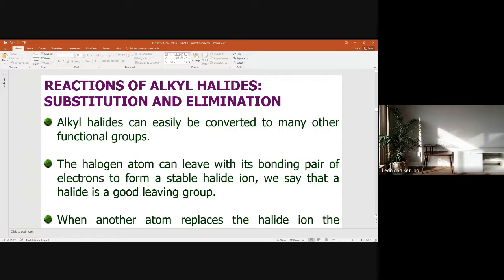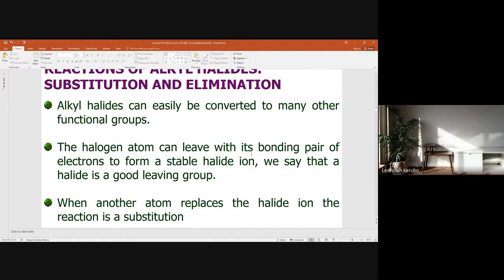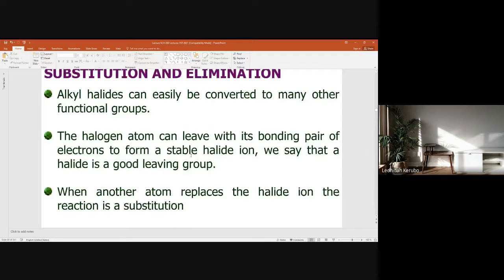How are you today? Today we are going to start discussing a totally new topic on reactions of alkyl halides, which entails substitution and elimination reactions. Alkyl halides can easily be converted to many other functional groups, and the halogen atom can leave with its bonding pair of electrons to form a stable halide ion, as we've seen in most of the cases when we were discussing the synthesis of alkyl halides. We say that a halide is a good leaving group.